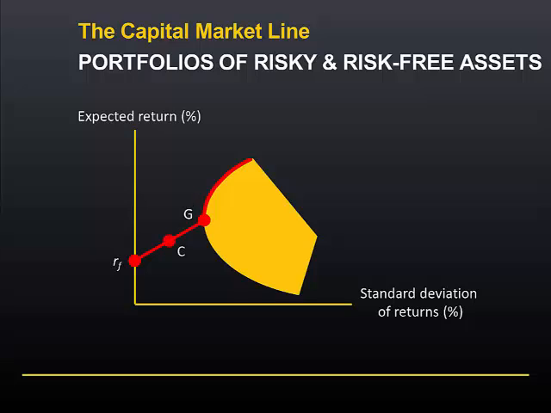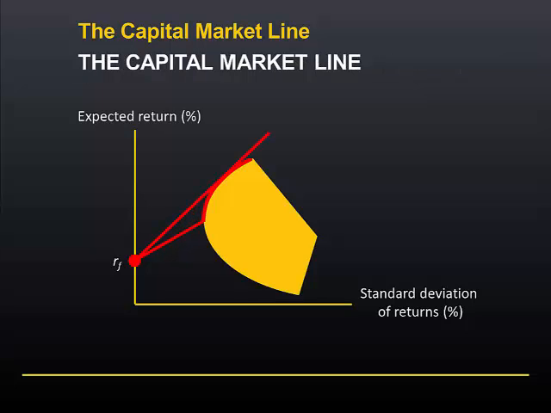For example, portfolio C represents a 50% investment in the risk-free asset and a 50% investment in G, and lies halfway between the risk-free asset and portfolio G. We can construct many such lines joining feasible portfolios that combine the risk-free asset and investments on the efficient frontier. But this one is the most significant.